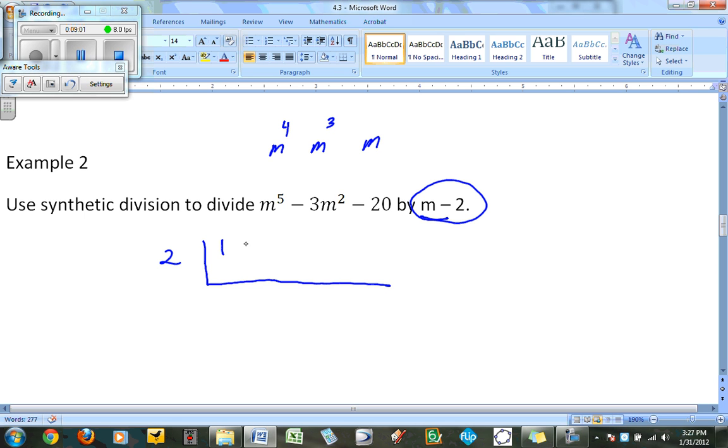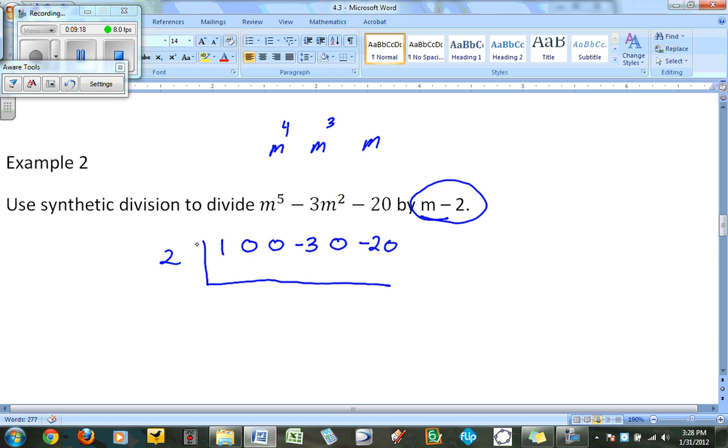We don't have an x to the 4th, so I have to fill it in with a 0. We don't have an x to the 3rd, so I have to fill it in with 0. We have an x squared, so I need to fill in my -3. We don't have an m, so I'm going to fill that in with 0, and then I'm going to fill in my constant, which is -20.